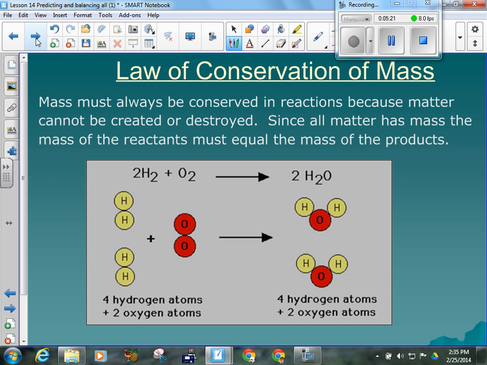All right. Law of conservation of mass. Mass has to be conserved in reactions because matter can't be created, it can't be destroyed. Since all matter has mass, the mass of the reactants equals the mass of the products. All matter has mass, whether it's a solid, a liquid, or a gas.